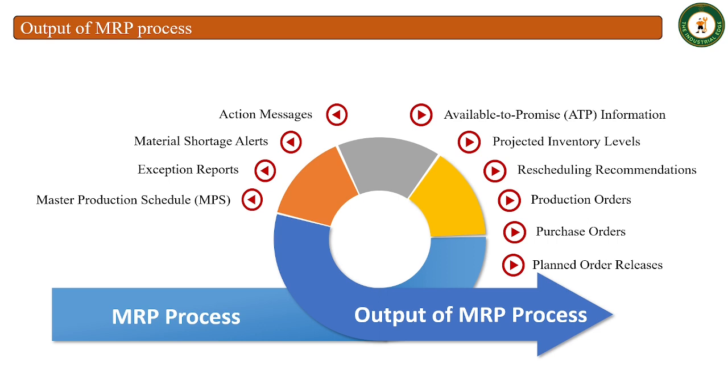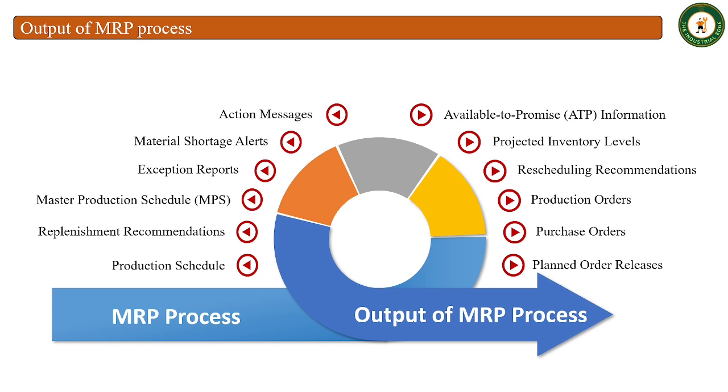Tenth output, master production schedule. While not exclusively part of MRP, the MPS is closely related. It outlines the production plan for finished goods, providing details on when and how much to produce to meet customer demand. Eleventh output, replenishment recommendations. Based on reorder points, safety stock levels, and lead times, MRP provides recommendations for when to reorder materials to ensure continuous availability without excessive stock keeping.